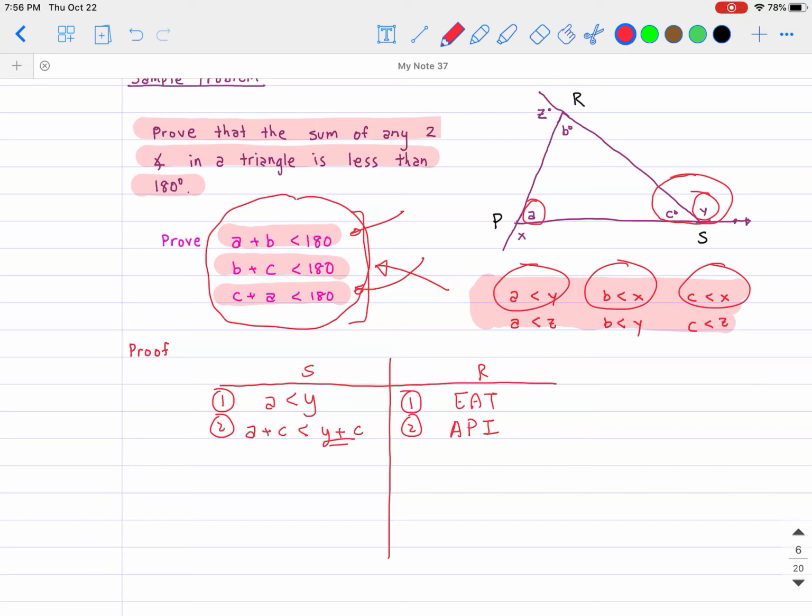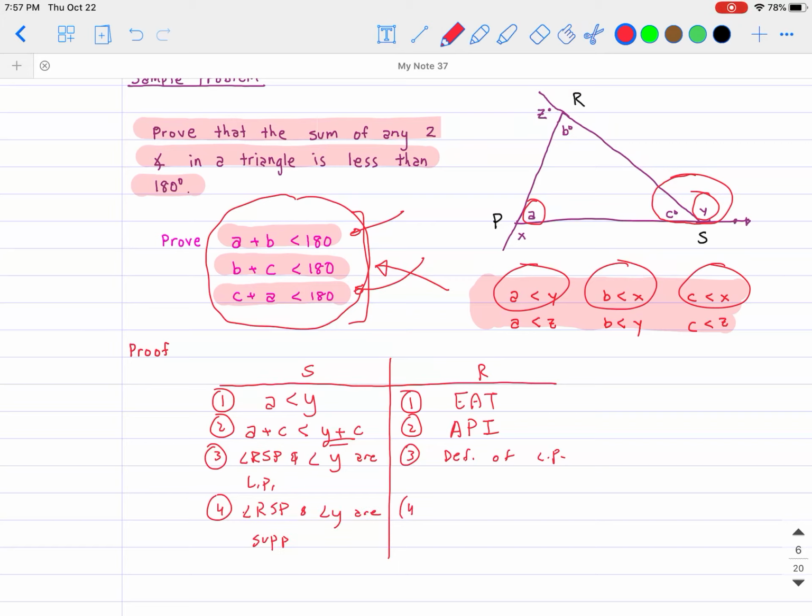Now the question is, what is Y plus C? If you look at where Y is located and where C is located, they form a linear pair, which means that it has to be equal to 180 degrees. So we're going to deal with that part. We're going to say that angle RSP and angle Y, I guess, in this case, are linear pairs because of the definition of linear pair.